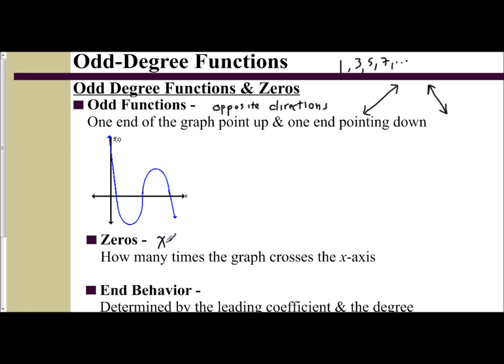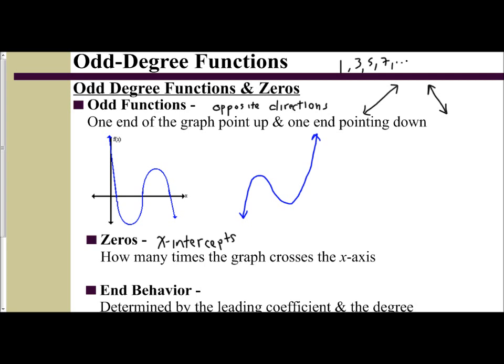Again, zeros are your x-intercepts, how many times the graph crosses the x-axis. And our end behavior, which we will be examining, is determined by your leading coefficient and the degree. Particularly since this one is rising to the left and falling to the right, that means something's going on with the leading coefficient. If I were to reverse this graph and have it falling to the left and rising to the right, that's going to mean something's going on with that leading coefficient. And that's what we're going to examine with the end behavior. So odd degree functions point in opposite directions, while even degree functions point in the same direction.